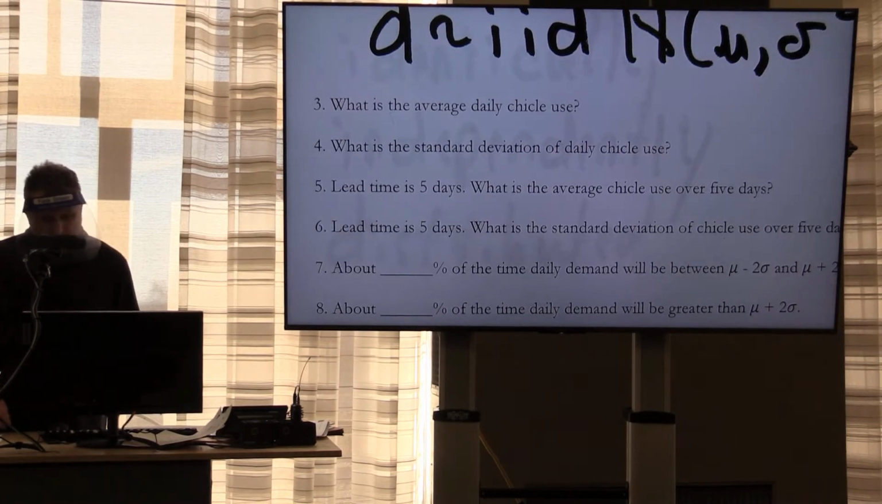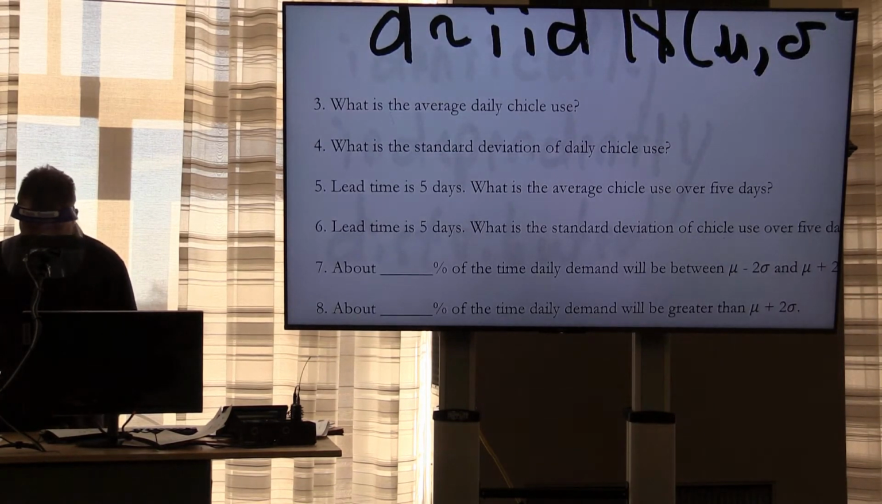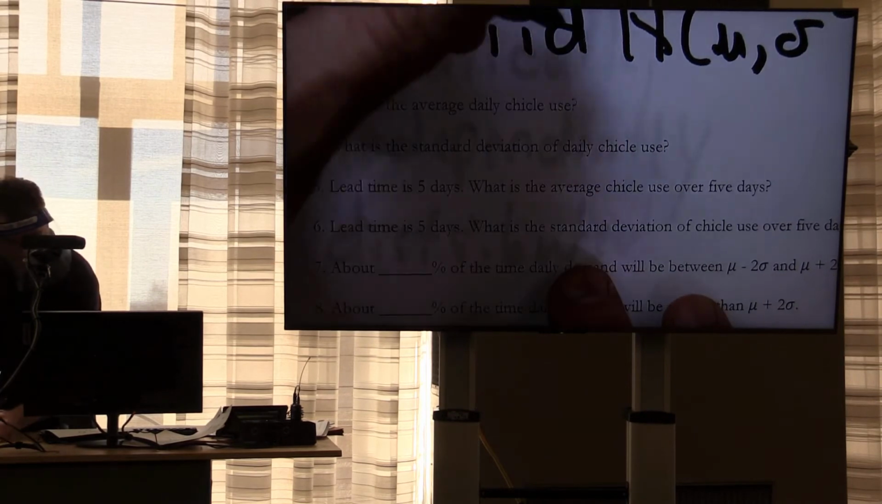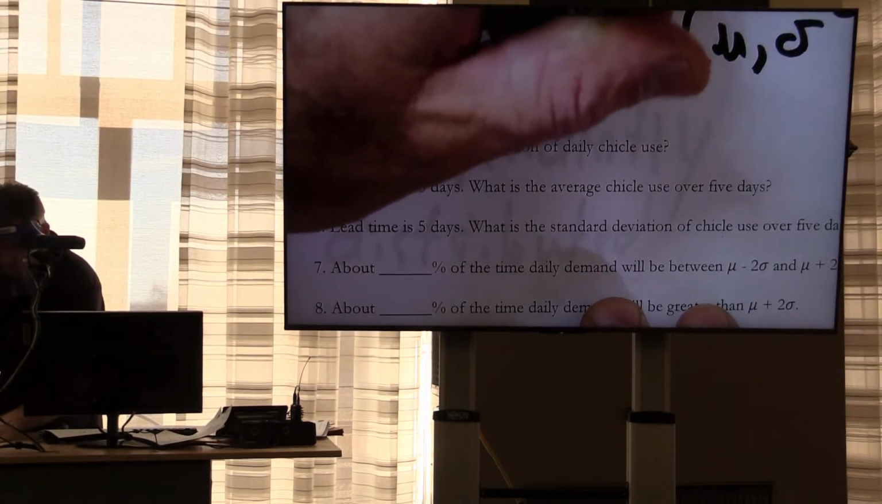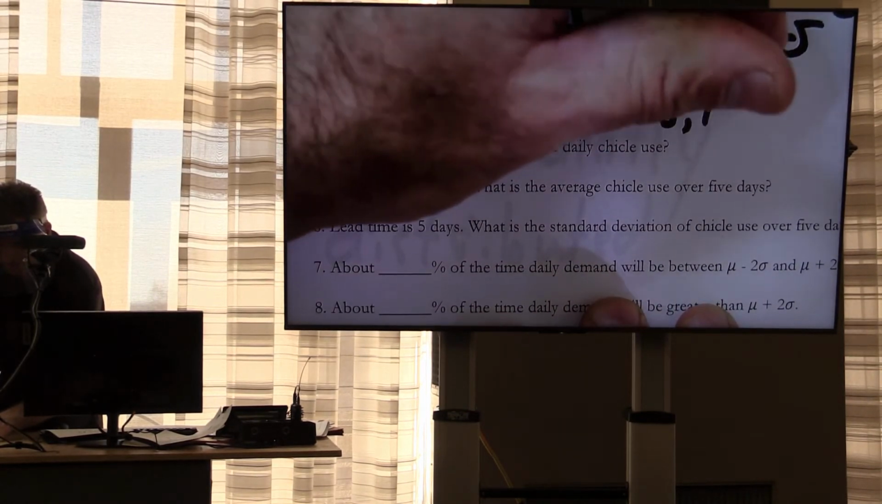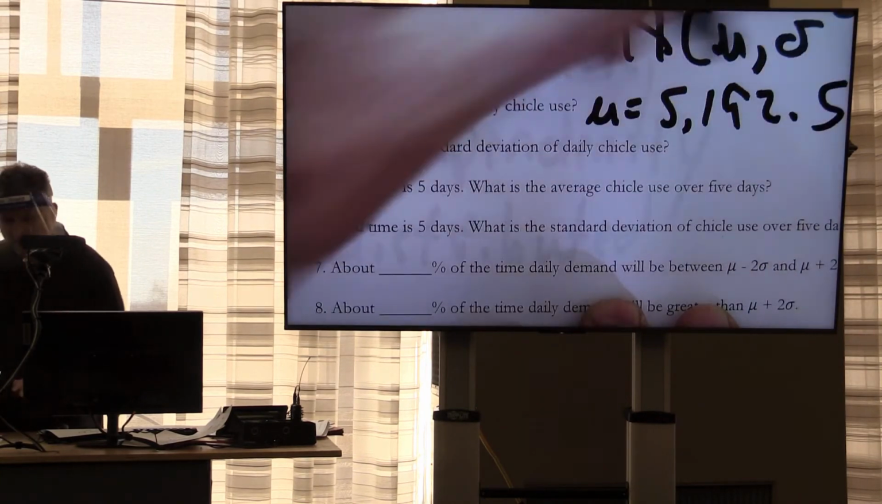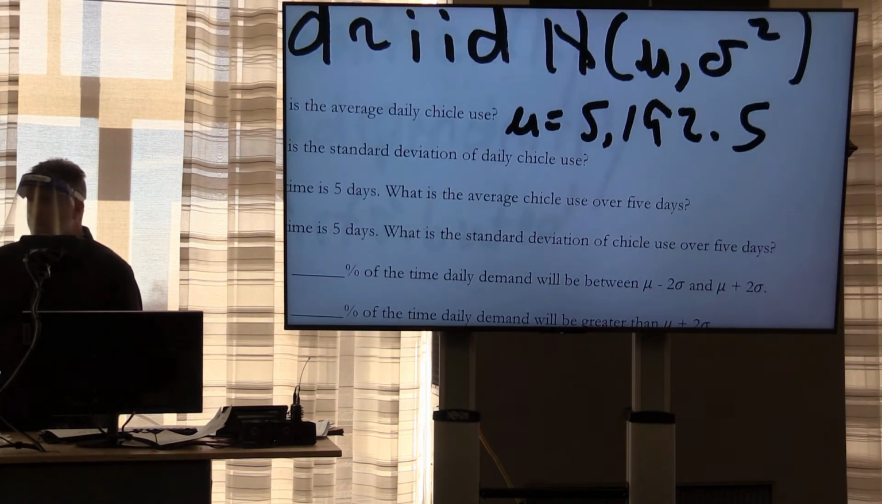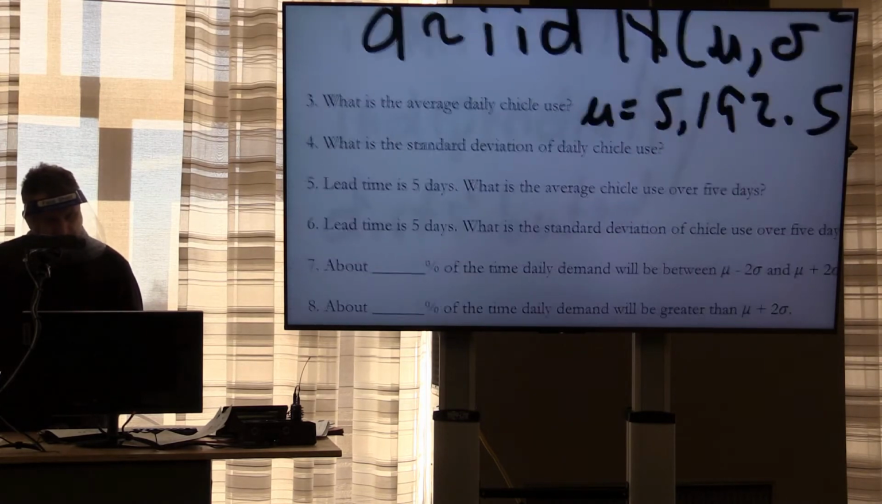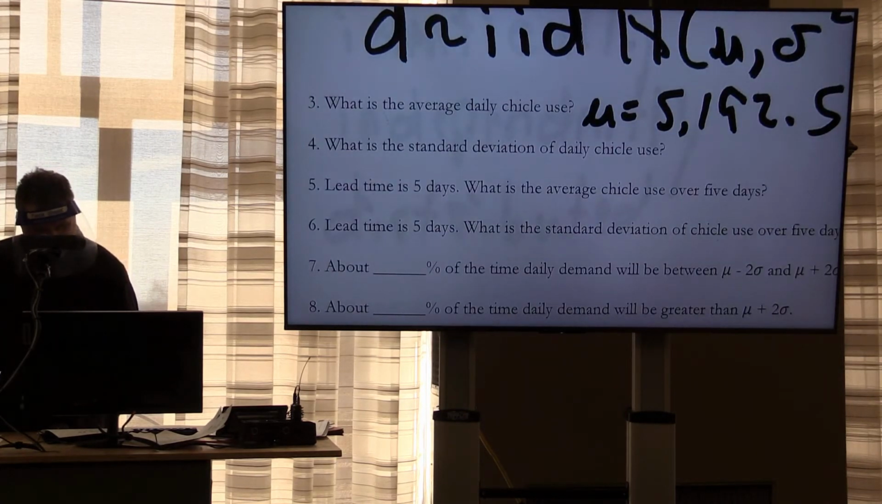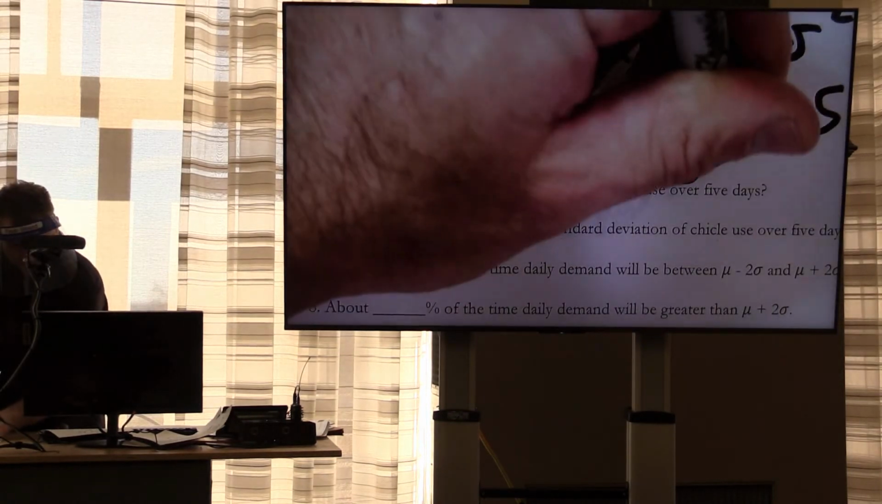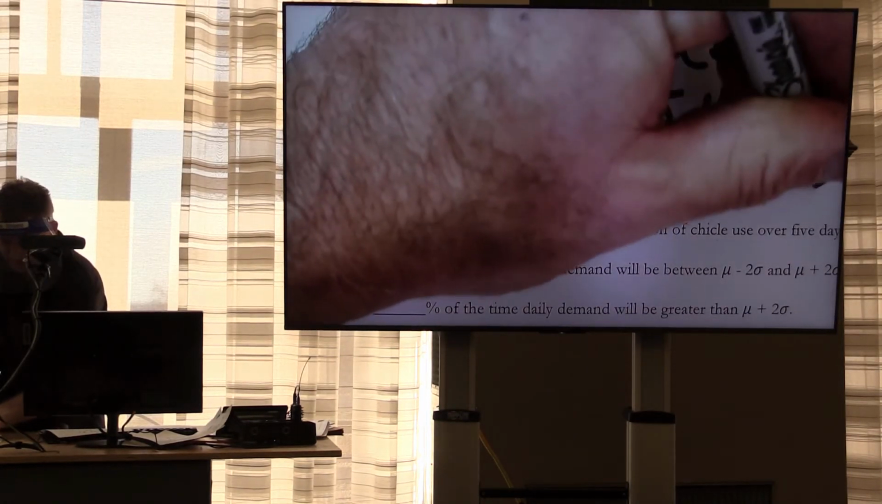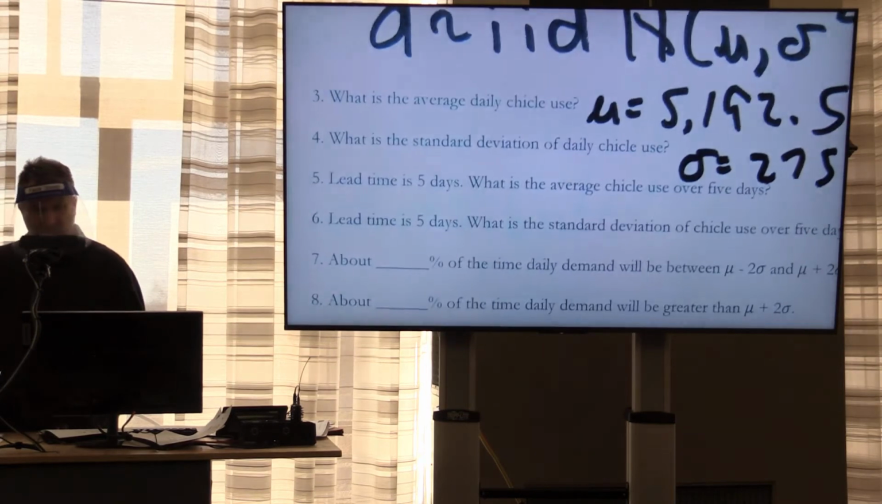And so our answer for number 3 there, what's average daily chicken use? We can say mu is 5192.5. If you're doing a test or something, I always tell you how many decimal places to use. Number 4, what's the standard deviation of daily chicken use? Our sigma there is 275.86.